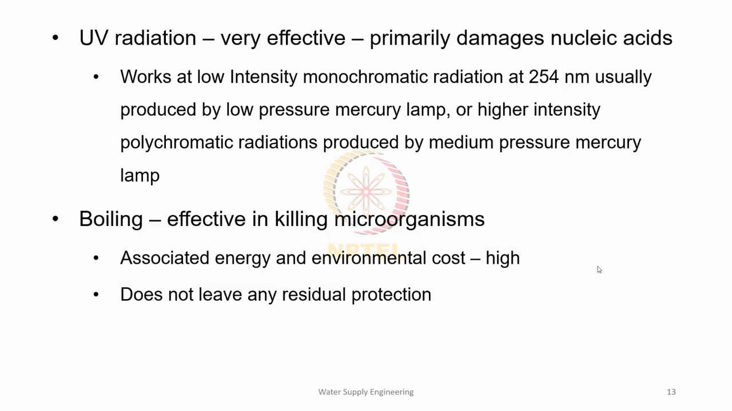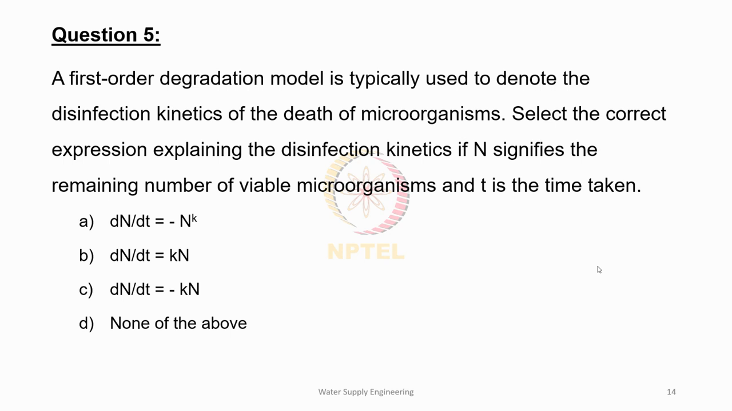Next one is boiling, that we adopt in households. It is effective in killing microorganisms, but the associated energy and environmental cost will be high. Also, there is no residual protection. So except for the chlorination process through different chemical agents, we don't have a residual for ozonation, UV radiation or boiling. Moving on to the next question.